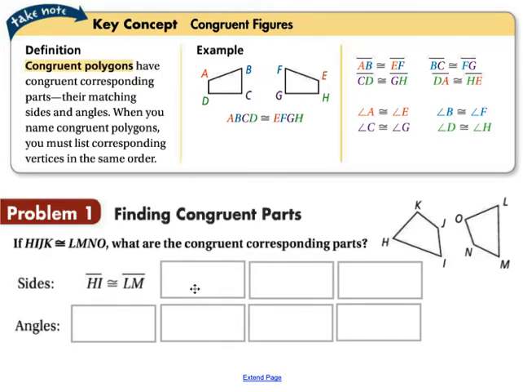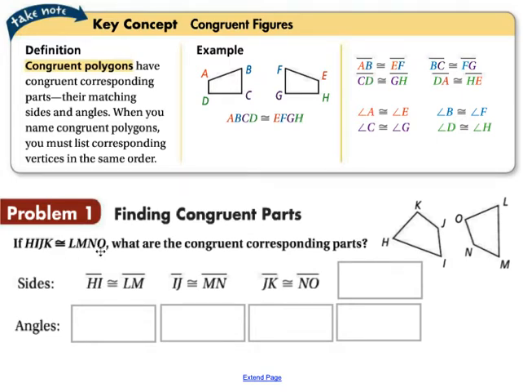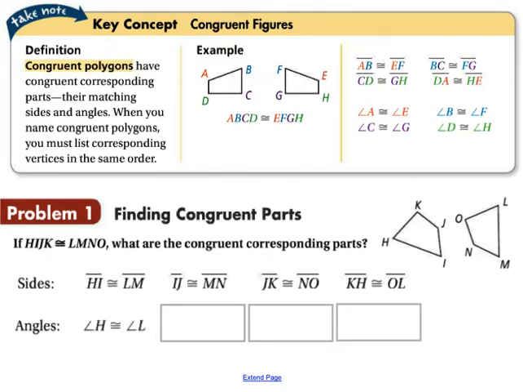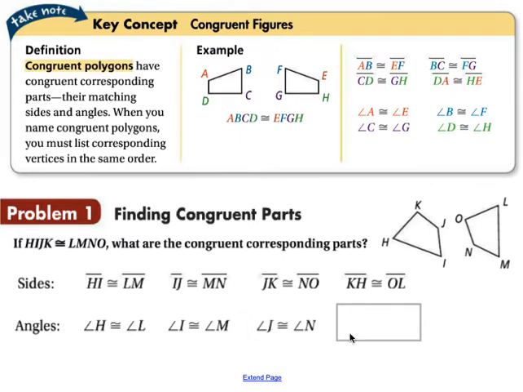Another one of the sides, IJ, will correspond to MN. The third side, JK, will correspond to NO. And the last side, KH, will correspond to OL. Likewise, each of those angles, angle H will correspond to L, I corresponds to M, J corresponds to N, and K corresponds to O. So those are all congruent sides and angles.